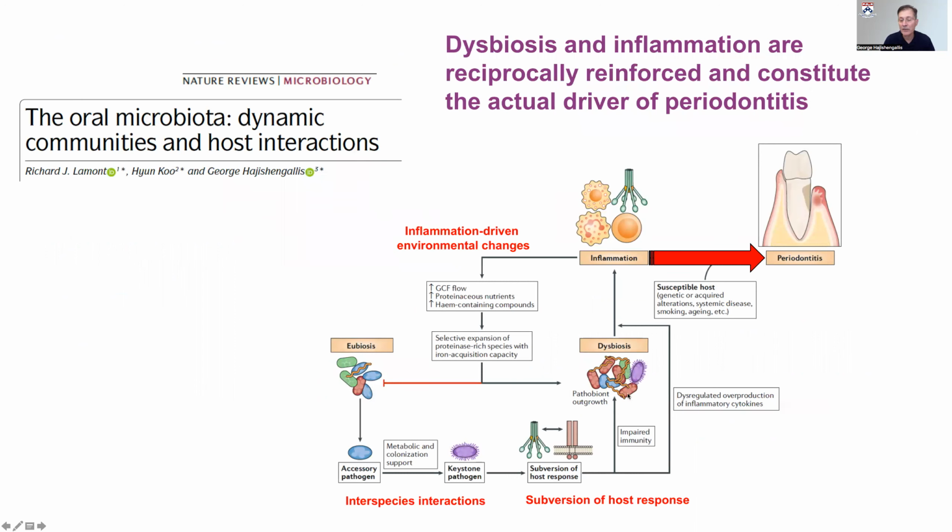Dysbiosis of the periodontal microbiome drives inflammation, but inflammation feeds back into the dysbiosis because inflammatory tissue breakdown products are used as nutrients by the dysbiotic microbiome. So this enhances their growth and persistence. So what actually drives periodontal disease are these reciprocally reinforced interactions between inflammation and dysbiosis. So it's this vicious cycle that is the actual driver of this oral inflammatory disease.